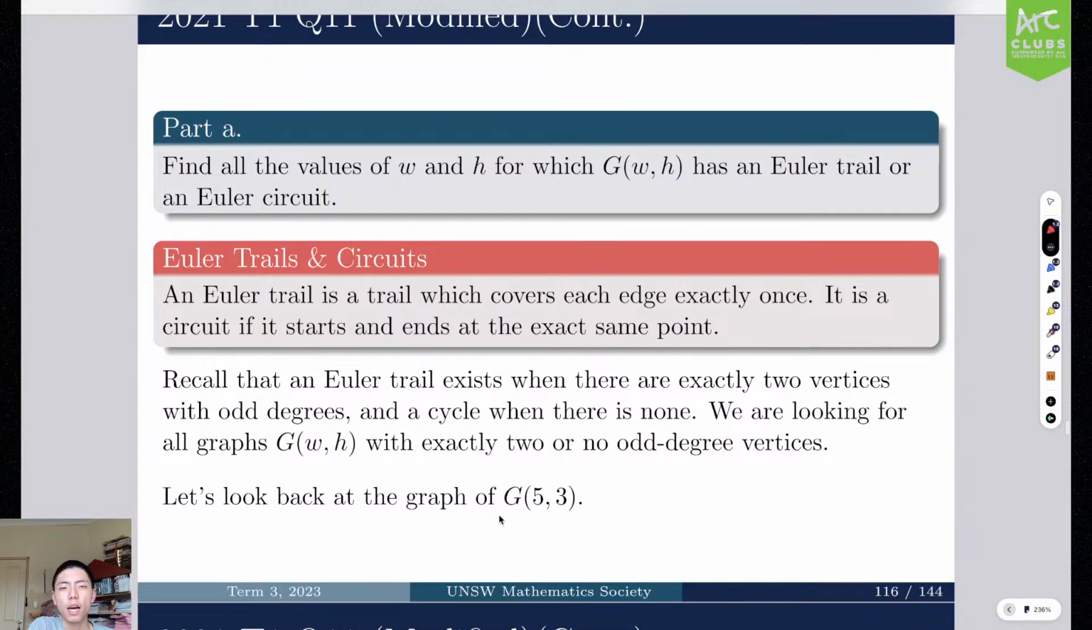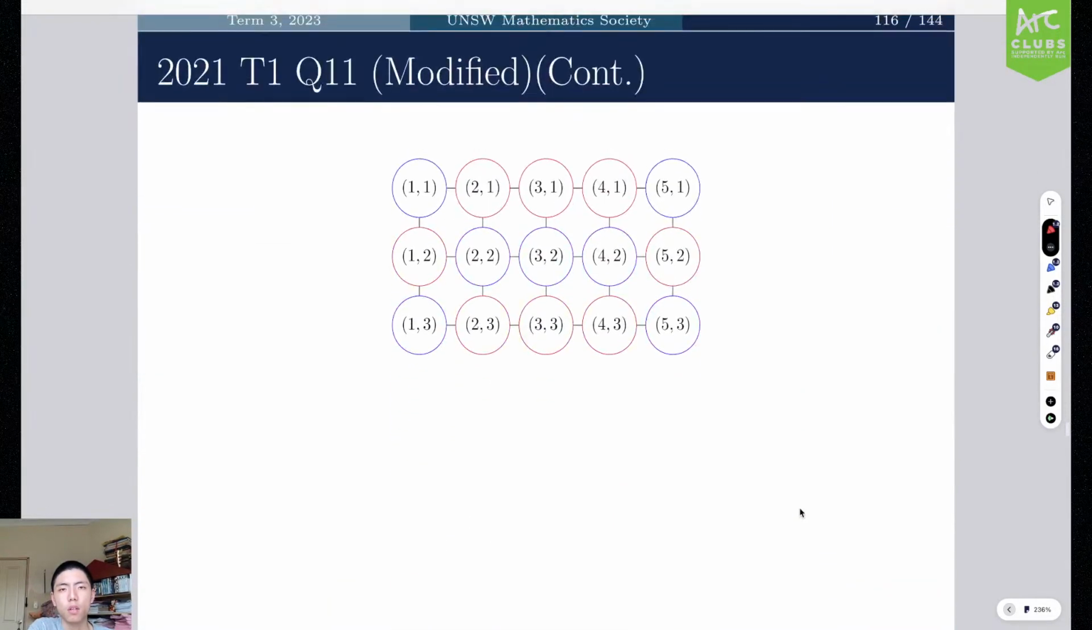So let's take a look at the graph of G53 that we used for our example, like so. What I've done here is I have colored all of the red as the odd degree vertices, and the blue is the even degree vertices.